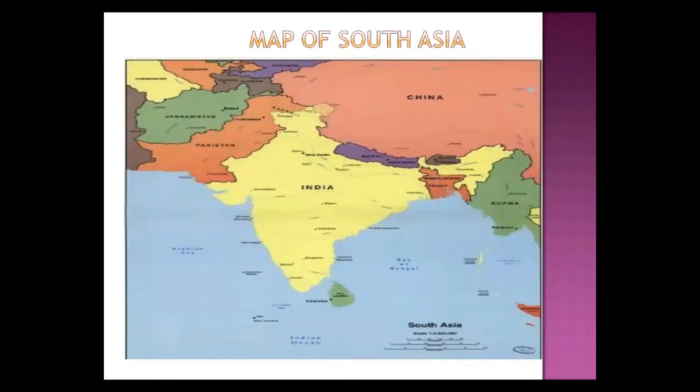One neighbor is our good neighbor and one is against us. In the north, China is our friend and in the east, India is a little bit against us. Okay, now look at the map.